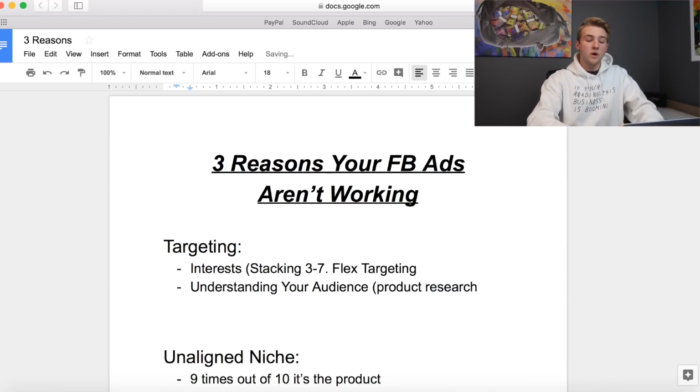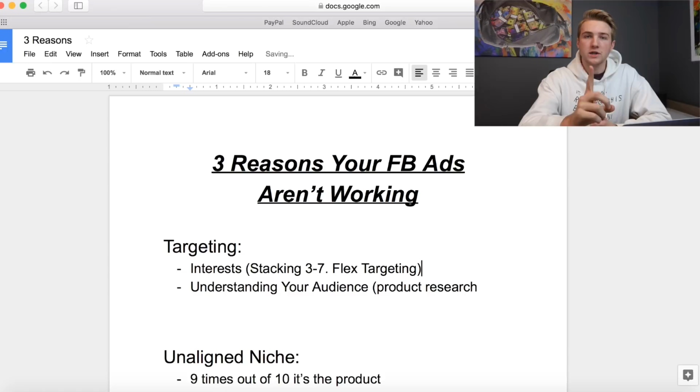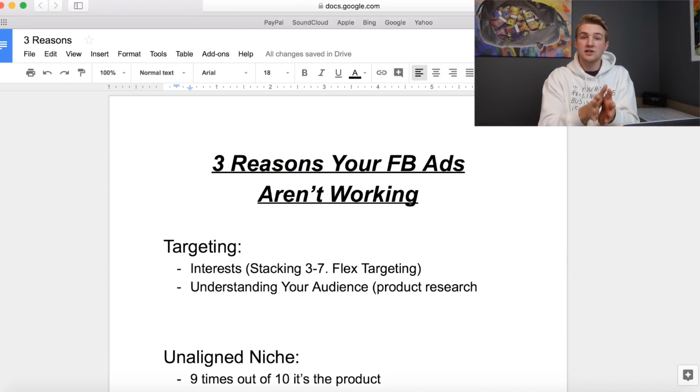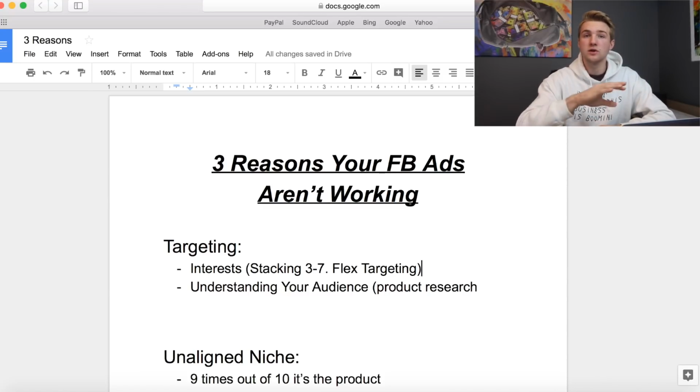For those of you who don't know what this is, that's where you're just taking one interest. I don't usually lead off by taking one interest. Let's say there's 9 that I want to test. I don't throw 9 all in one ad set, but I don't go 9 different ad sets, 1 interest for each. I know some people who do that. They get crazy results. That's cool.